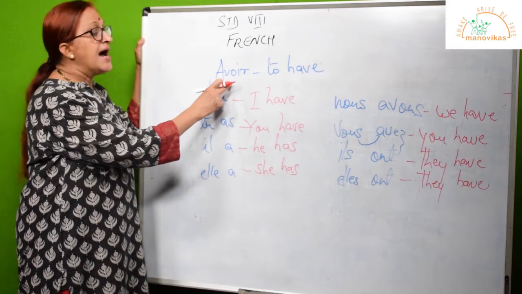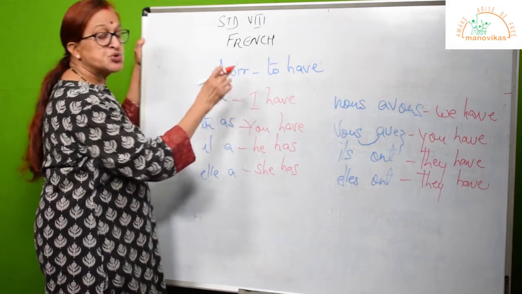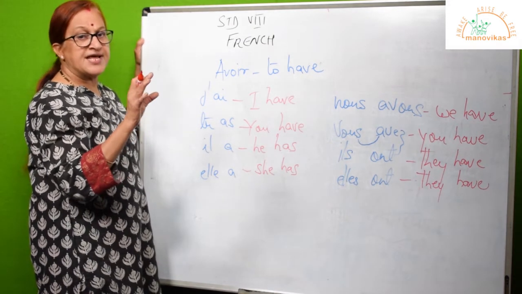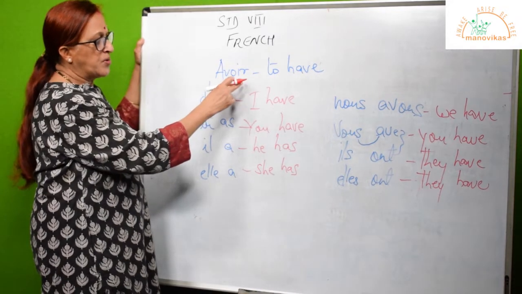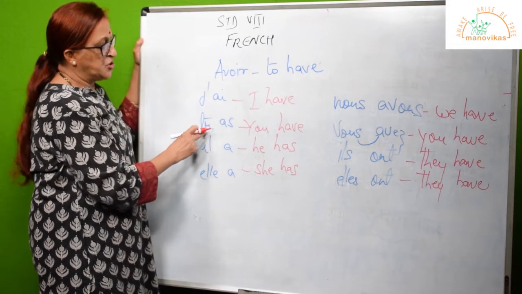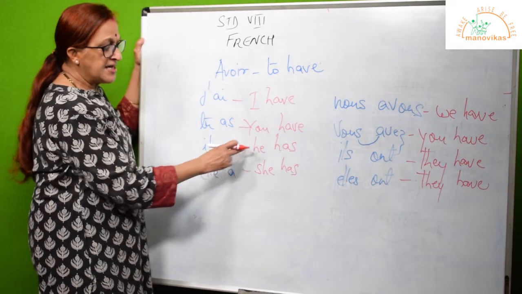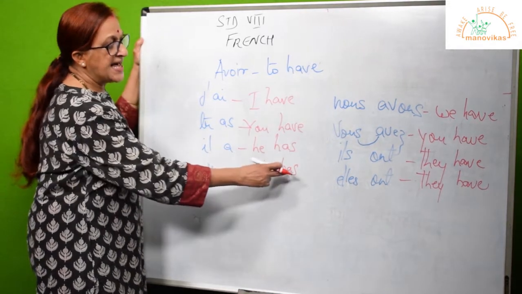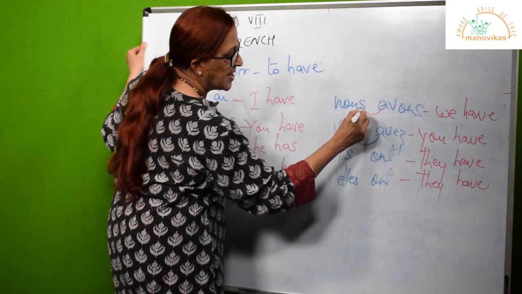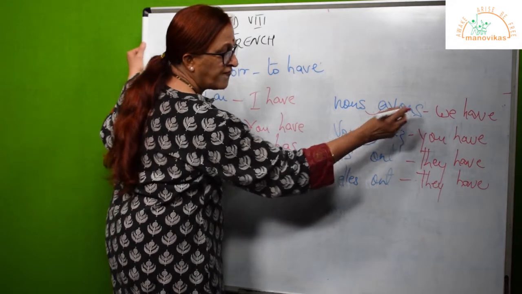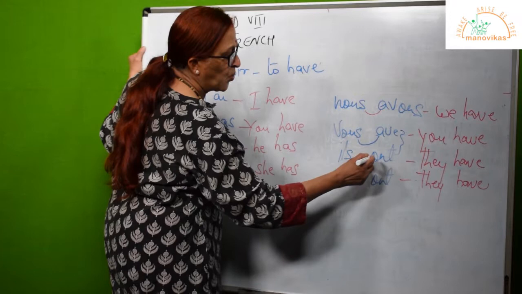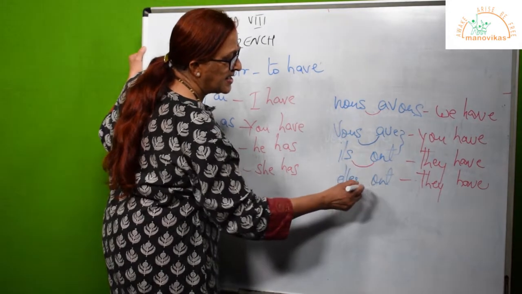After être comes avoir. Avoir means to have. These two verbs are very, very important, very, very elementary. They are the primary two verbs on which the language depends. Être and avoir. Now, this is the conjugation for avoir. Again, we have j'ai, that is I have, tu as, you have, il a, he has, elle a, she has, nous avons. Again, I'm combining this. So, S sound becomes Z. Nous avons, we have, many of us. Vous avez, you have, many of you. Ils ont, again I'm combining, elles ont.